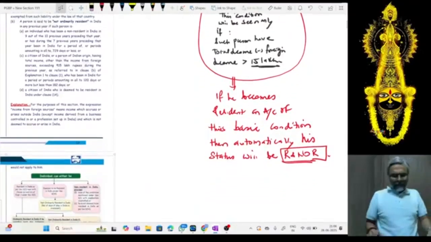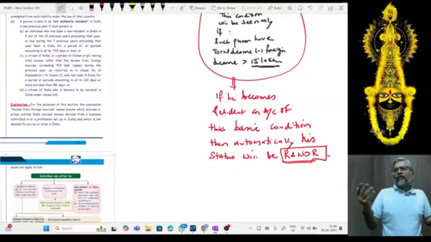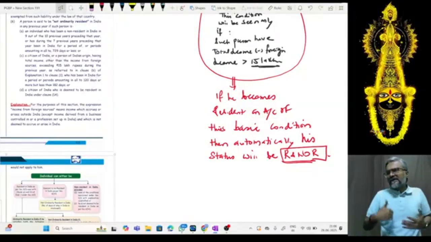Perfect. So this is what we have done, students. Although, just see, you can't expect what could be asked and what could not be asked. Although these things, they don't target much, R and NOR kind of a question.